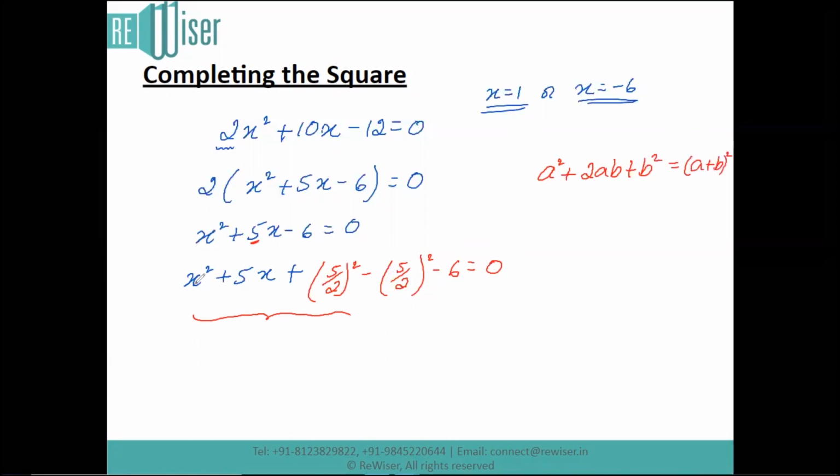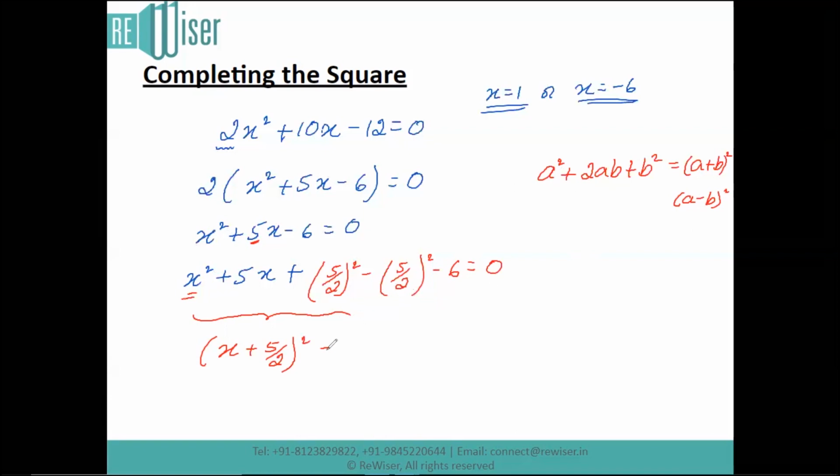As you can observe here, in the completing the square method, whenever you're solving any quadratic equation, the first three terms will always follow either (a plus b) whole square, or it can also be something like (a minus b) whole square. In this case, this looks like a square plus 2ab plus b square. In place of a, I have x, and in place of b, I have 5 over 2. So this can be written as (x plus 5 over 2) whole square minus, so this is about the first three terms.